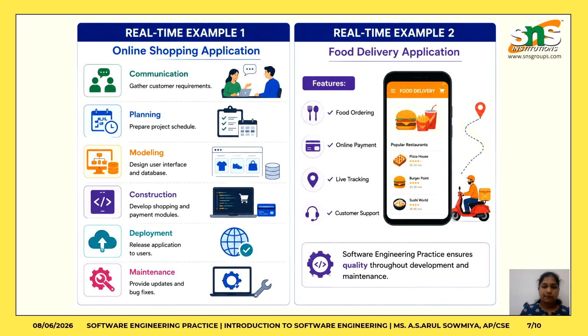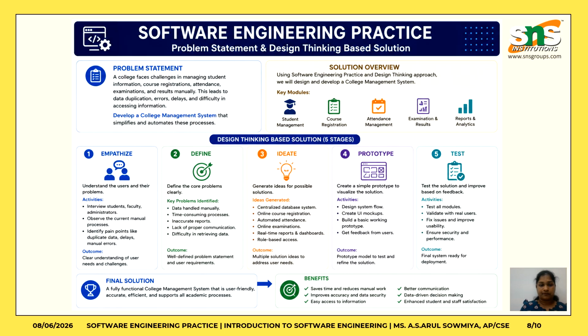So let's see a real-time example. Here I am showing two examples. The first one is an online shopping application. The second one is a food delivery application. In the online shopping application, we have communication, planning, modeling, construction, deployment, and maintenance. From gathering customer requirements, and in planning we prepare the project schedule, and we model the user interface design. In construction, we develop shopping and payment modules. In deployment, we release the application to users. And in maintenance, we provide updates and bug fixes. The food delivery application features are food ordering, online payment, live tracking, and customer support.